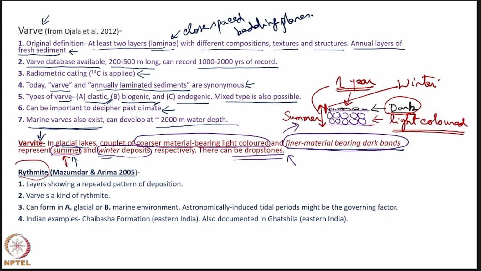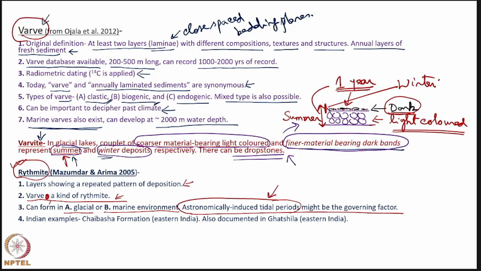What is a rhythmite? These are layers showing a repeated pattern of deposition. So, there is some similarity between the definition of rhythmite and varve. Varve is a kind of rhythmite. The rhythmite can form in glacial or in marine environment. Astronomically induced tidal periods might be the governing factors. Researchers might be able to comment on the astronomically induced tidal periods by studying the rhythmites.